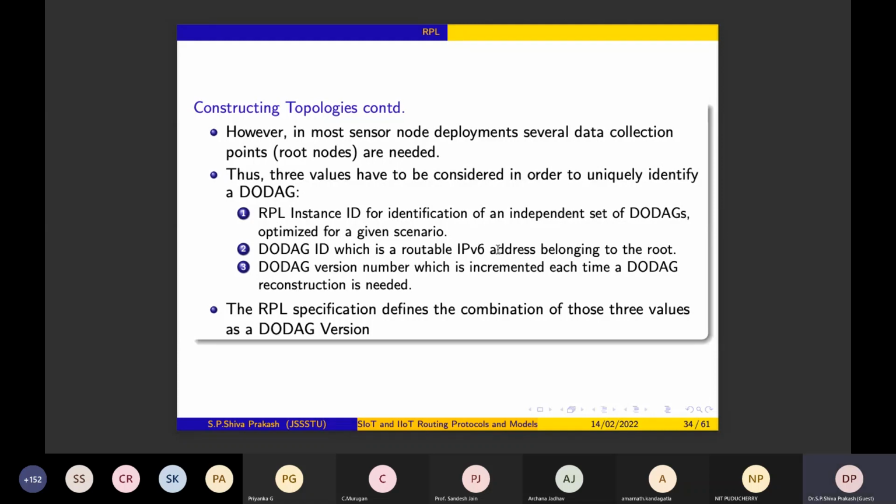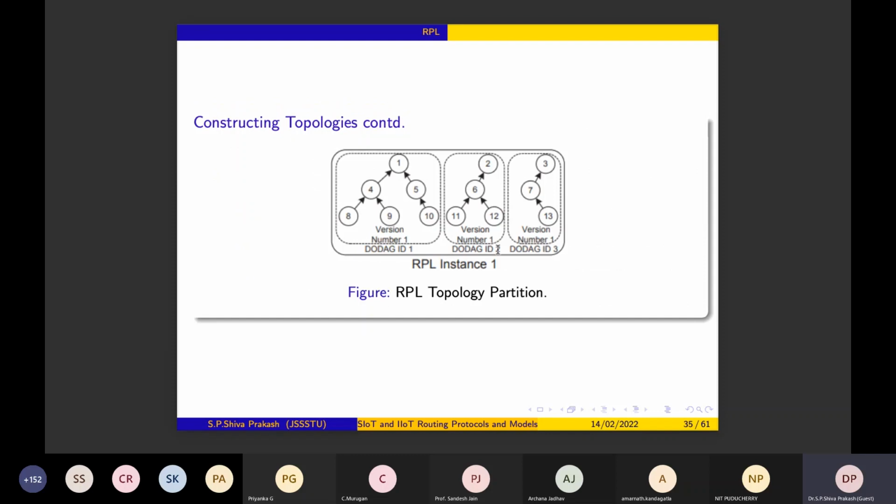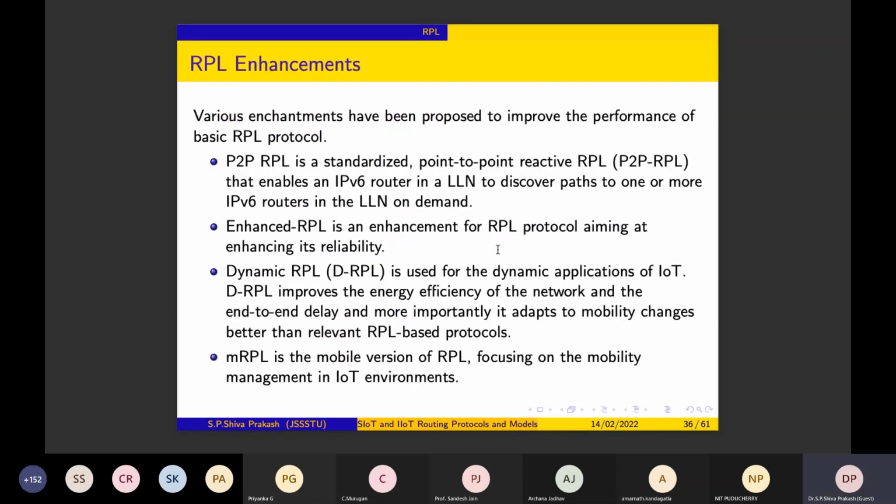The RPL specification defines the combination of those three values as a DODAG version. So this is an example of the construction of a topology where different version numbers will be provided, like DODAG ID1, ID2, and ID3, depending on the number of nodes that start choosing their clusters. And further, to improve the performance, P2P RPL is standardized.